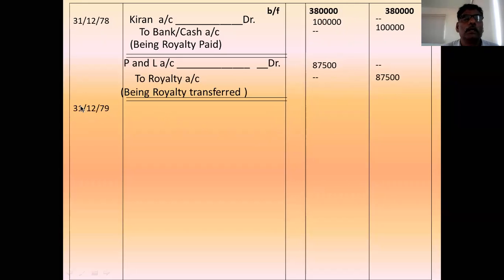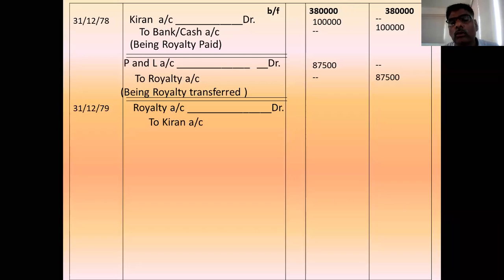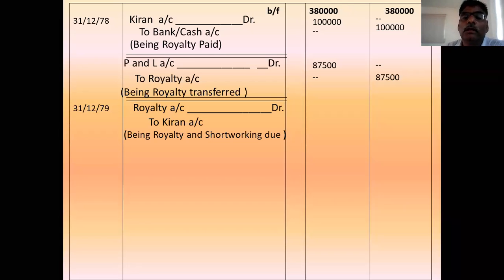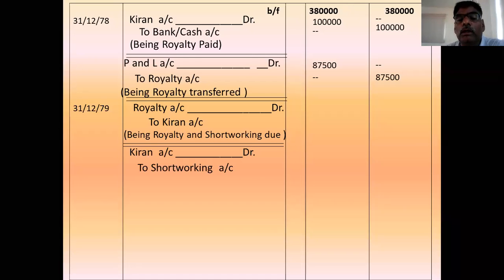Then third year, you write the third year date, 31st 12, 79. You write first 3 entries. Joining the short working. Royalty account debtor to Kiran account. Here short working, no, because SW is not in this year. Royalty and short working due. Kiran account debtor to bank account. Here I joined short working. You see here, 2 short working, because in the 1979 year, there is an amount in the SWR column. Therefore, I joined this.